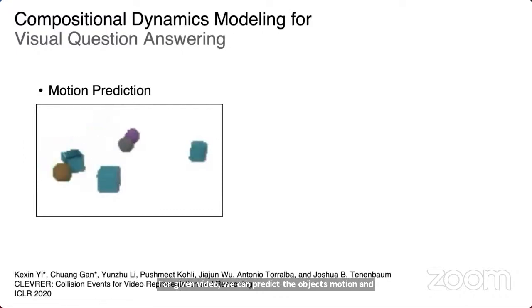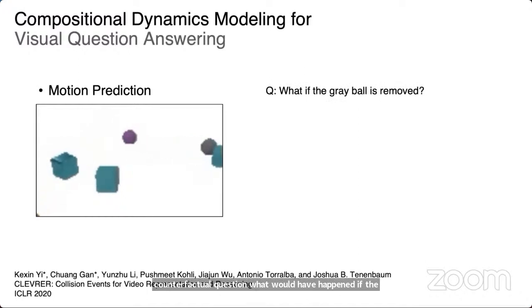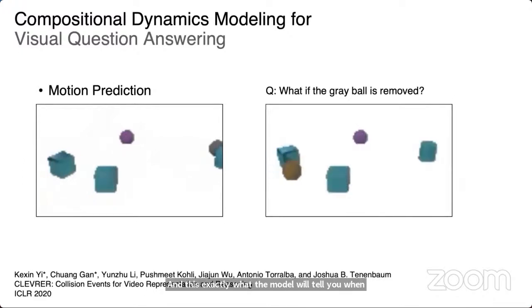When asked the counterfactual question, what would have happened if the gray ball is removed, we can simply remove the nodes that correspond to the gray ball from the graph and predict the future using the learned dynamics model. Let us see the original video again and guess the results by removing the gray ball. You may imagine that the cyan cube may go forward continuously and will collide with the purple ball. And this is exactly what the model will tell you when doing the counterfactual prediction.